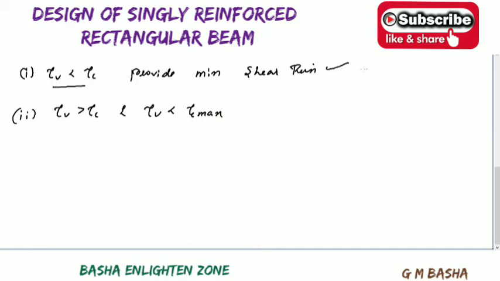What is the minimum shear reinforcement? Already I showed that formula. Area of the steel minimum will be equal to 0.85 Fy by Bd something. So like that you have to go for minimum shear reinforcement as it is.